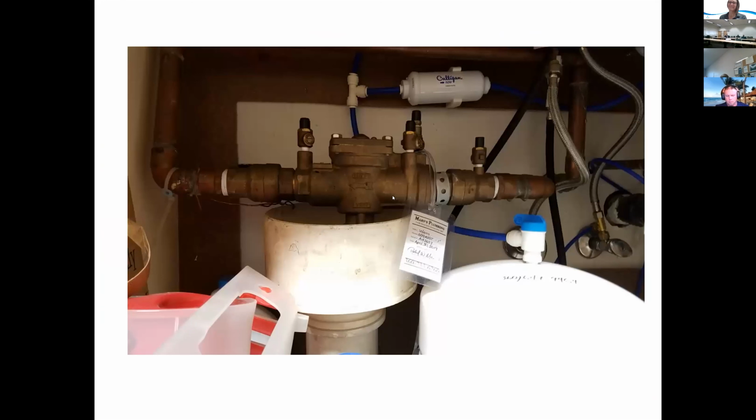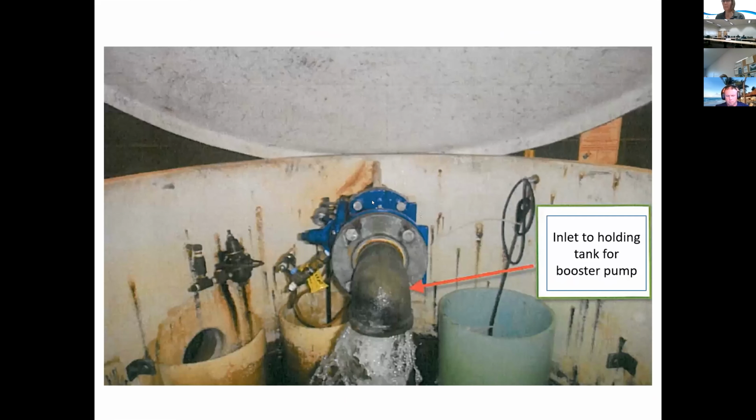Air gaps are below RPBAs as well. So there should be 2 times the pipe diameter below the RPBA. This is something we see an awful lot, and I don't know why. It's below the overflow rim of the tank. This little overflow doesn't count. Just because it's above this overflow doesn't mean it's the overflow rim of the tank. So it needs to be above everything.